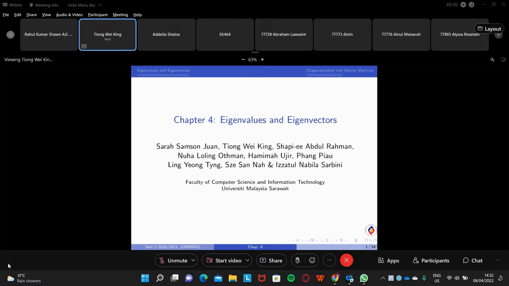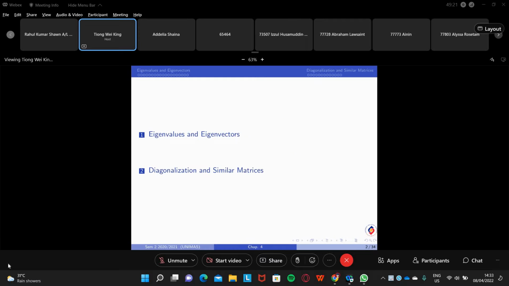Okay, so this is chapter 4, which is the final chapter for linear algebra. Eigenvalues and eigenvectors is a very short chapter. The first part covers what eigenvalues and eigenvectors mean, and also how to find them. It's mainly calculation, not quite difficult. The steps are actually quite easy.